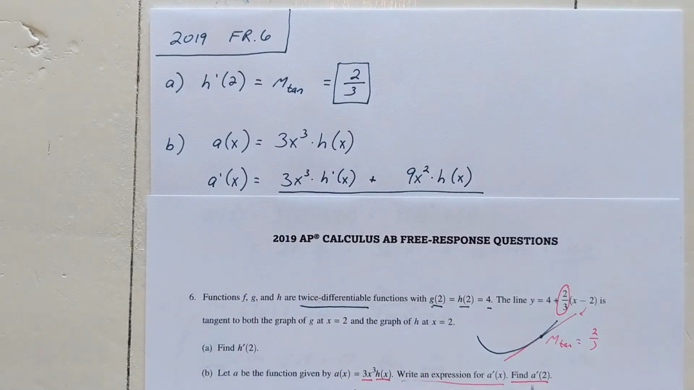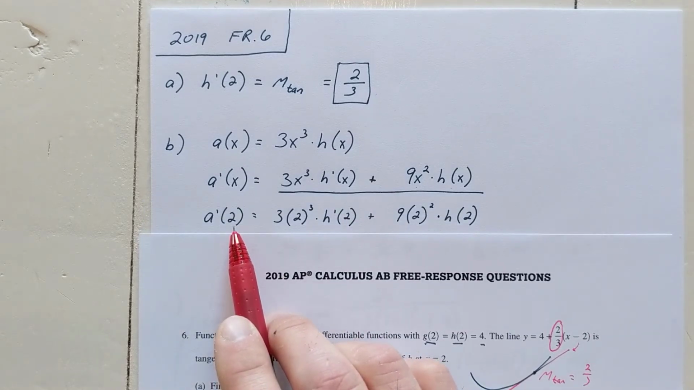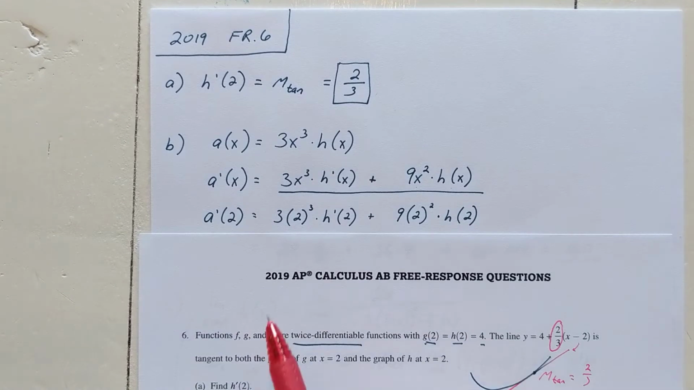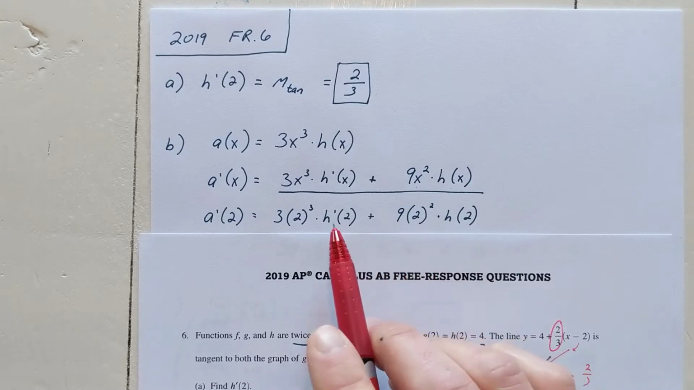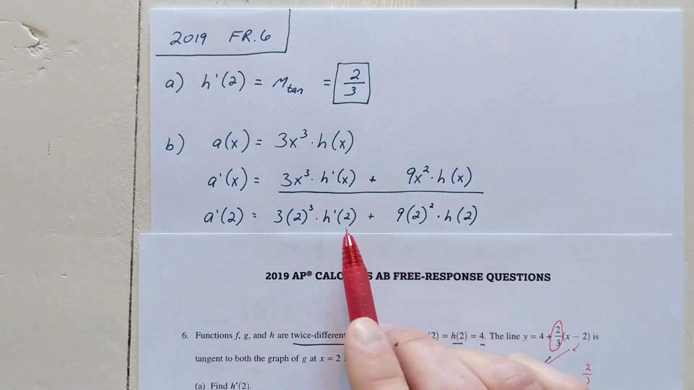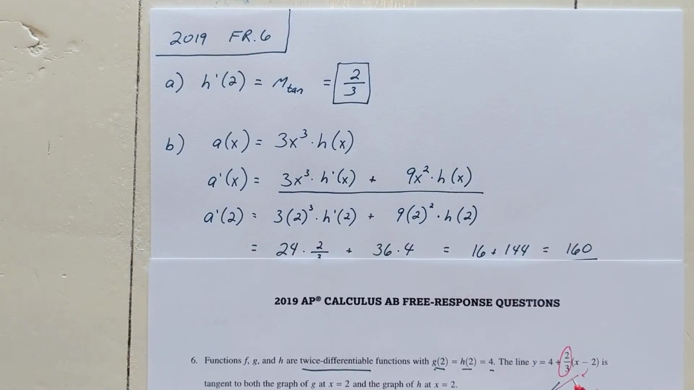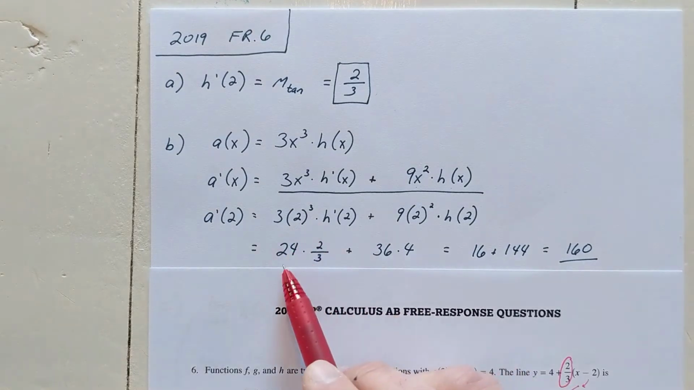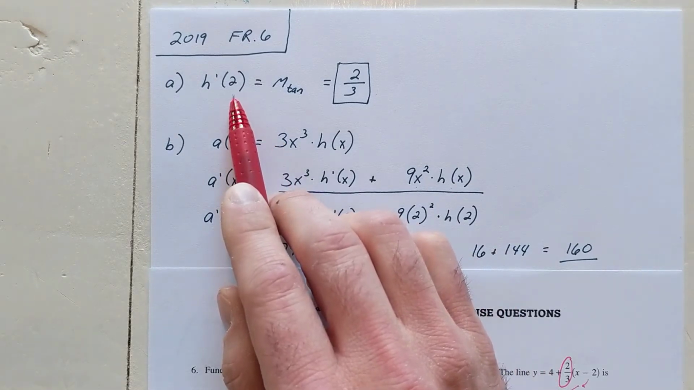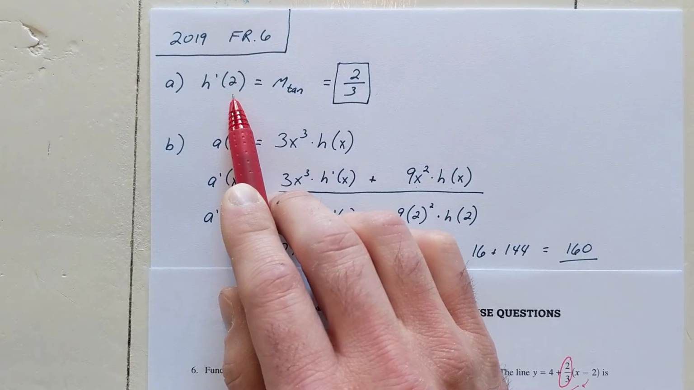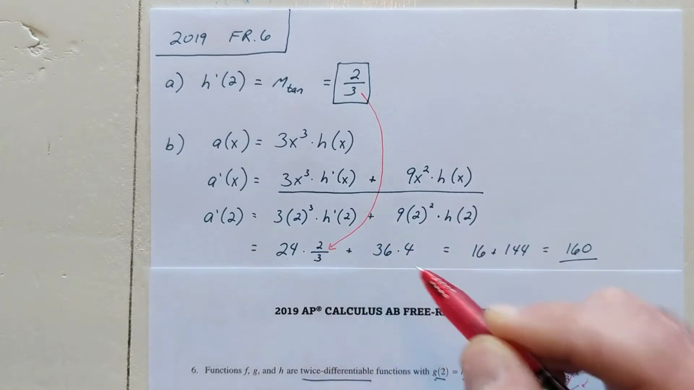Now to the second part, they want us to find the value of A prime of 2. So we're going to take that expression we just came up with right here and plug a 2 in everywhere there was an x. And some of that is straightforward, like the 3 times 2 cubed and the 9 times 2 squared right here. But when we plug the 2 into the function itself of h prime of 2 and h of 2, we've got to use some information that they gave us earlier in the problem. So here we go. The 3 times 2 cubed is going to get us a 24. The h prime of 2 is exactly what we were asked to find here in part A. And all of a sudden now we realize why it was that they wanted us to find that. So that 2/3 comes right down here.